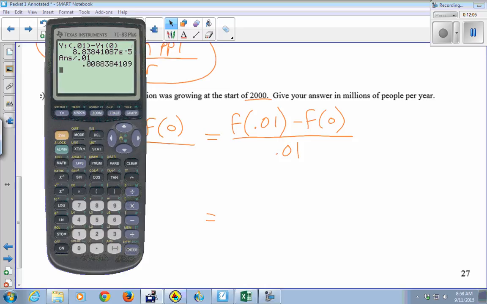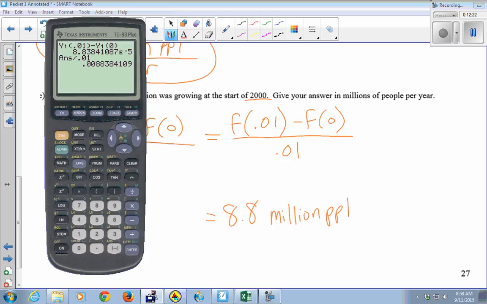And I get 0.0088. That's billion people per year. So to convert it to millions of people per year, move 3 to the right. And we get 8.8 million people per year.